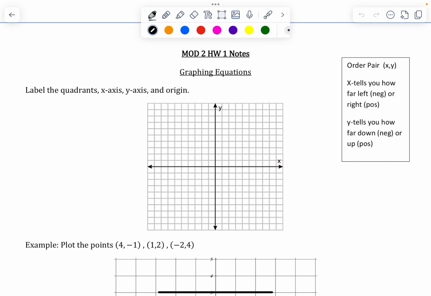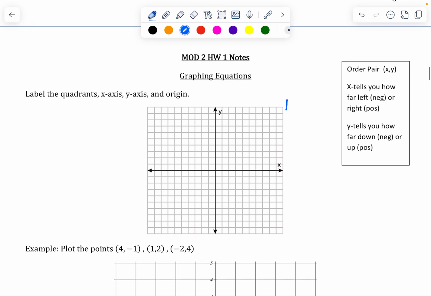So our quadrants are going to start in the top right corner with quadrant 1, and we're going to go counterclockwise. That's going to be quadrant 2, quadrant 3, and quadrant 4. So we've labeled the quadrants.